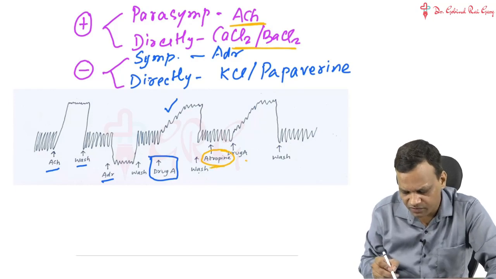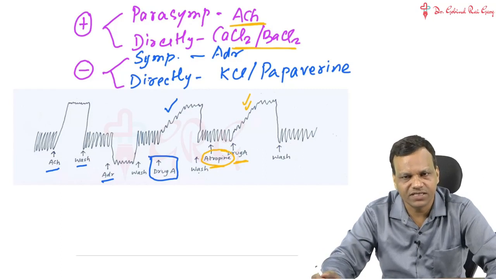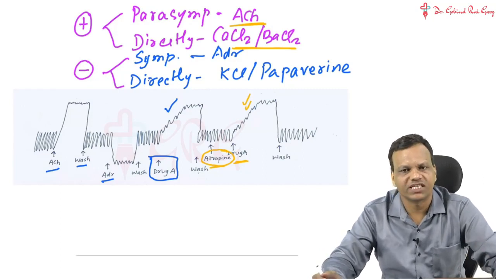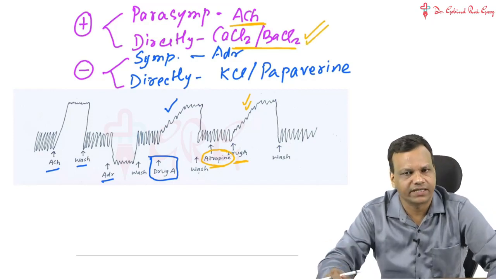So after giving atropine, we give the same drug again, still the effect increases. That means atropine is not able to stop the action. So the drug is calcium or barium chloride, a directly acting drug.